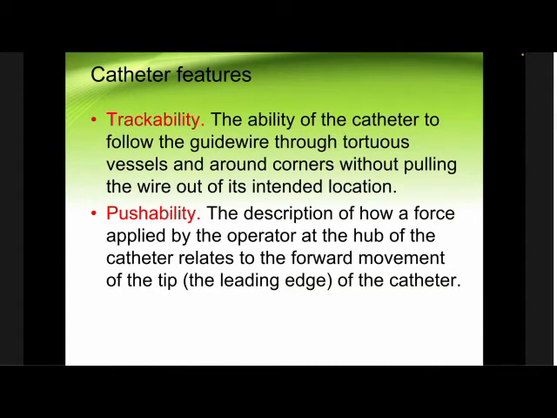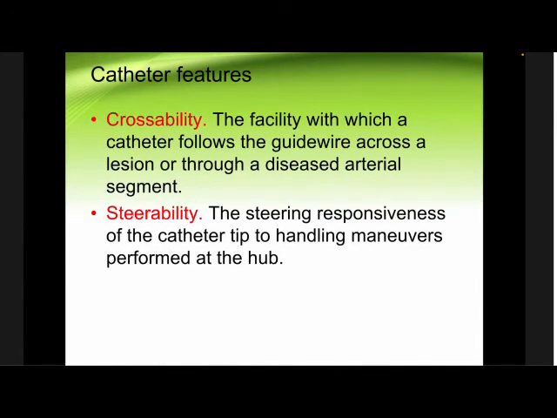Whereas pushability is a description of how a force applied by the operator at the hub of the catheter relates to the forward movement of the tip of the catheter. Crossability is the facility with which a catheter follows a guide wire across the lesion or through a diseased arterial segment. Steerability is the steering responsiveness of the catheter tip to the handling maneuvers performed at the hub.